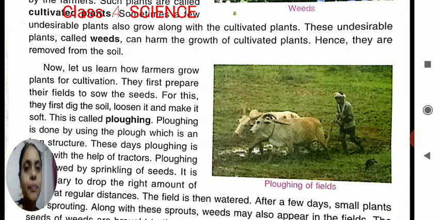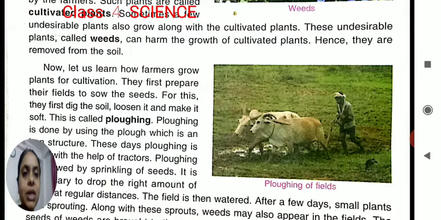Likewise, to farm on a field, the farmers first of all prepare the land for farming, and for that they first prepare their fields to sow the seeds. And what do they do for that? For this, they very first dig the soil, loosen it, means loosen the soil, and then make it soft. This is called ploughing. So ploughing is a method of cultivation. It is the process which prepares the land for cultivation.